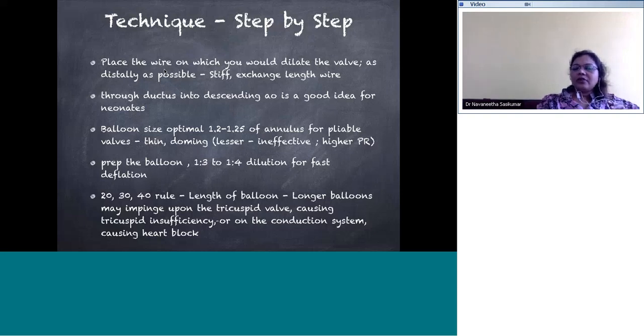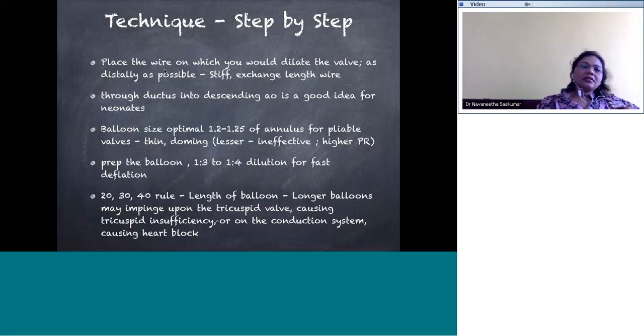So once you choose your balloon, you prep the balloon. You use saline plus contrast diluted to 1:3, which is 1 part contrast and 3 parts saline, or 1:4. Essentially, this is for fast inflation and deflation cycles. You want the balloon to inflate fast, and even more, the deflation should be faster, so that you do not obstruct the right ventricular outflow tract for longer than required during the procedure. And so the more dilute the contrast, the easier the deflation essentially.